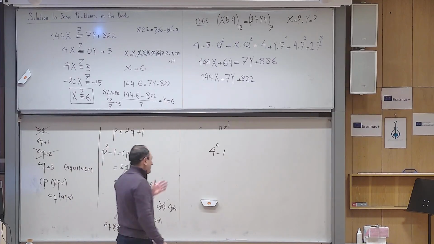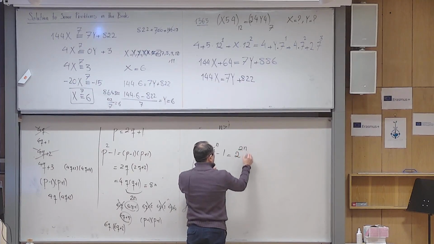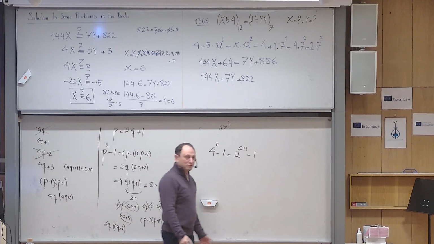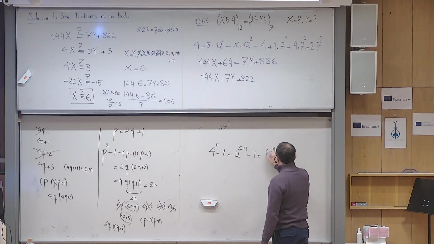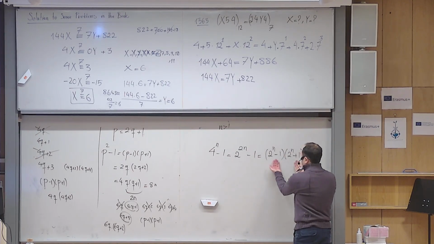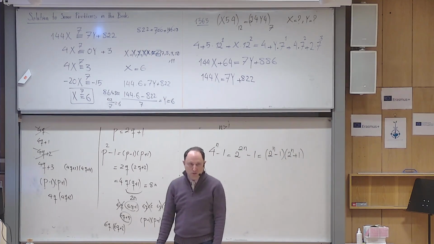So you don't remember the conjugate rule, yes? This is 2 to the power of 2n minus 1. Do you agree? And now factorize it. So it becomes 2 to the power n minus 1 times 2 to the power n plus 1. If I can factorize a number, and neither factor is 1, then that is definitely a non-prime number, which is called a composite number.